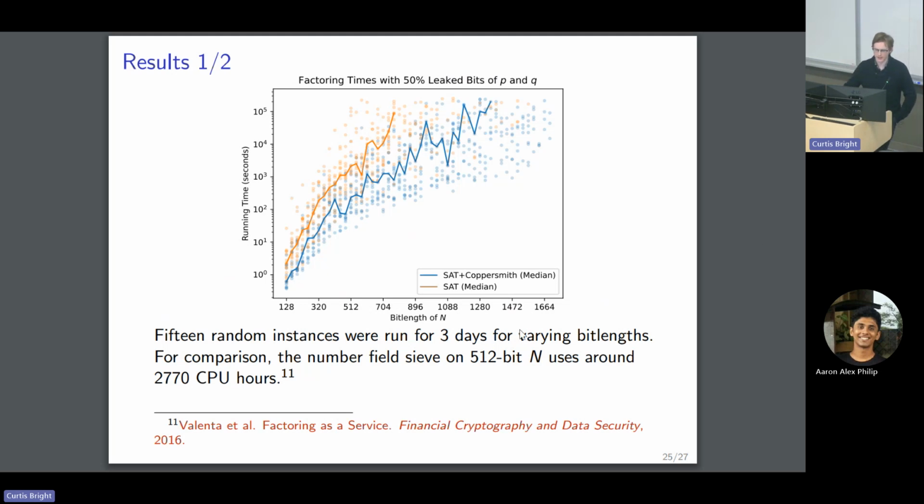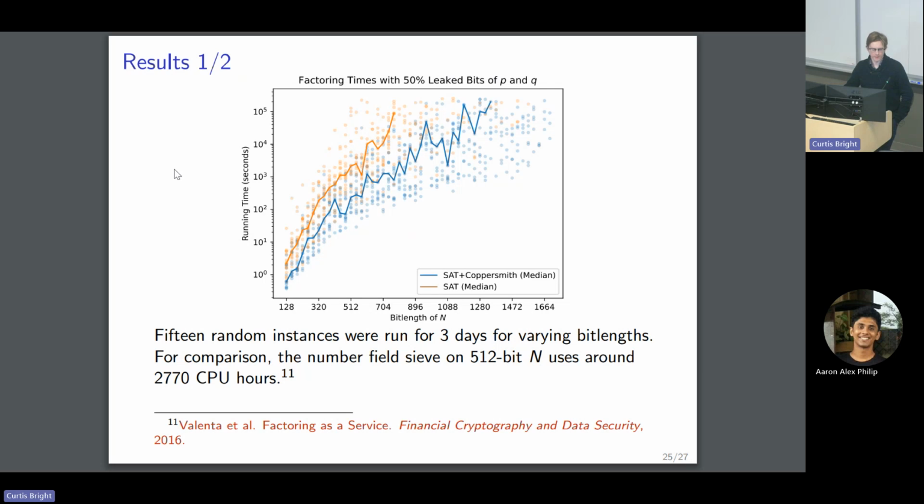So the pure SAT approach is the orange line. Each dot is the running time, and the solid line is the median of the 15. And then the blue line shows you the SAT with Coppersmith. And you can see this is the log scale. So the gap between the two is actually, in practice, an exponential size gap, right? So even though the running time is also exponential, the speedup is also exponential. So you're able to solve quite a lot higher problems. You're able to solve even cases up to almost 2,000 bits, whereas the SAT solver was kind of topping out around 1,000 bits.